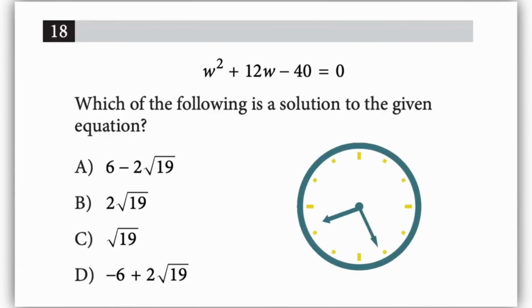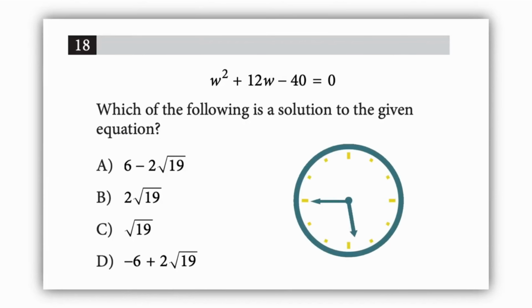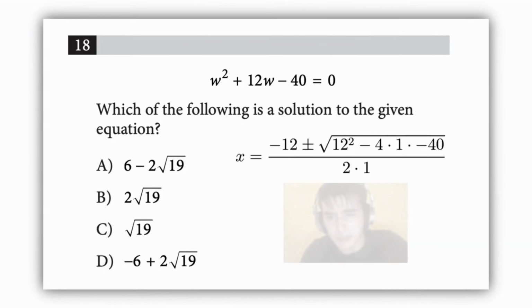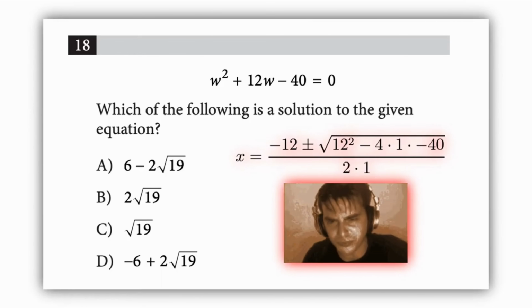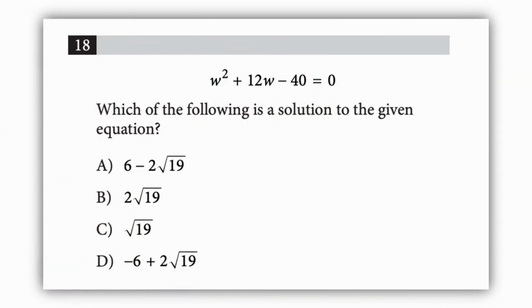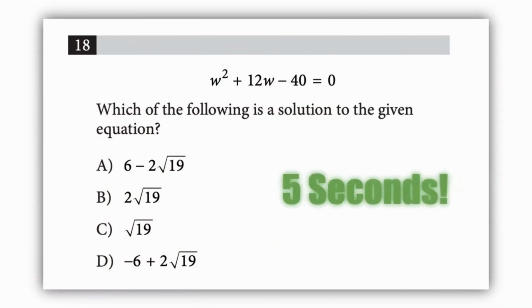Most people take minutes of precious time to solve this SAT problem. You would plug it into the quadratic formula, -12 plus or minus the square root of 12 squared minus 4 times 1 times -40 and so on and so forth, and I don't want to do all of that, and neither do you. So I'm going to teach you guys a trick to solve this problem in only 5 seconds.